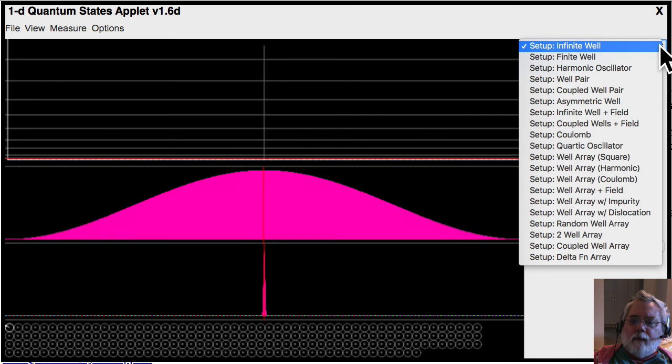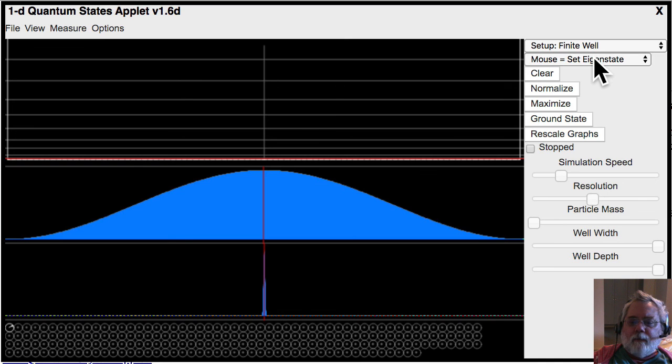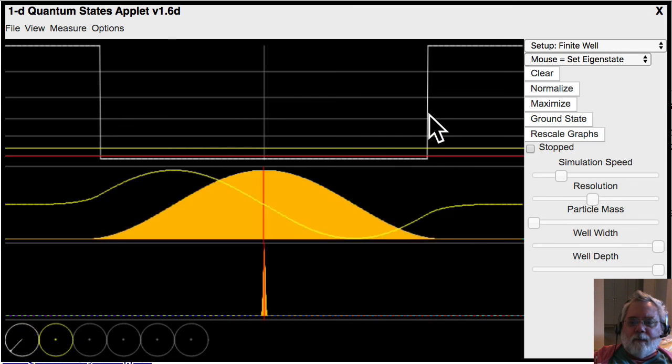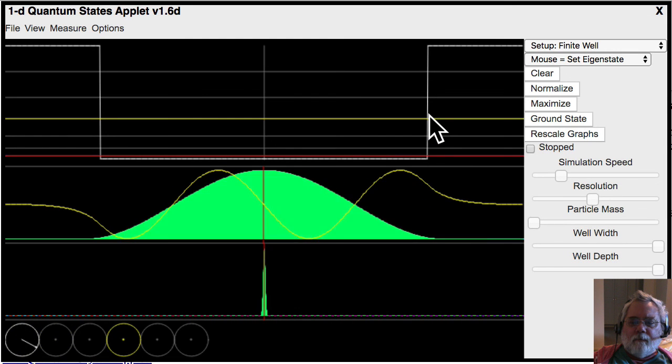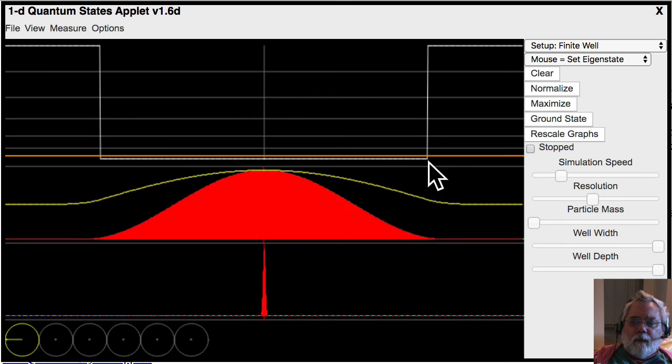I'm going to go to finite well. We didn't do the math for finite well, but I said earlier that for finite well, we can have probability density outside the well.